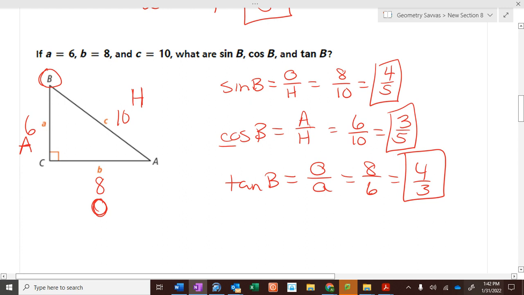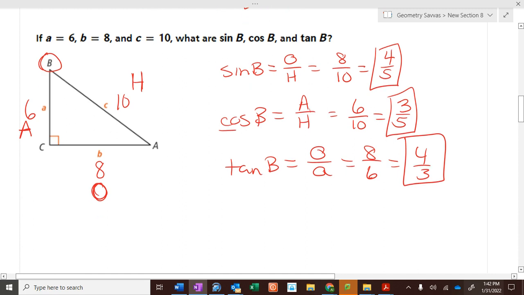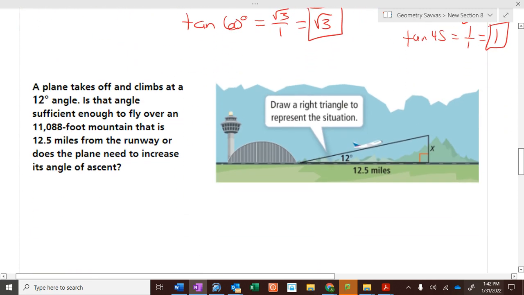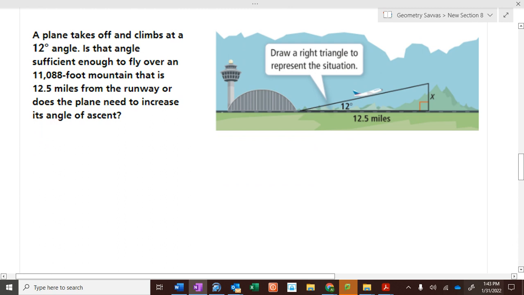So 8 over 10, which reduces to 4 over 5, is our sine of B. Cosine of B is adjacent over hypotenuse, which is 3/5. And tangent of B is 4/3. Okay. So here's why we do those fractions. So we can figure out problems like this.